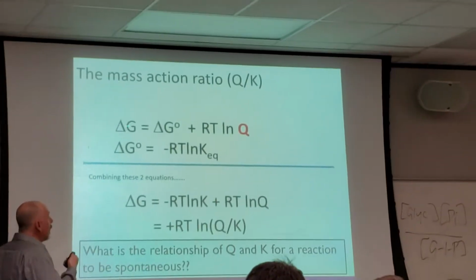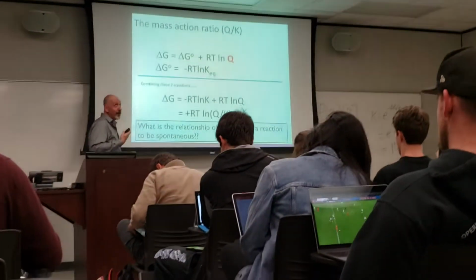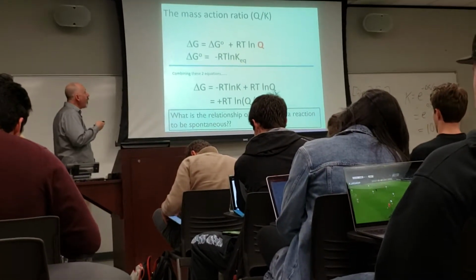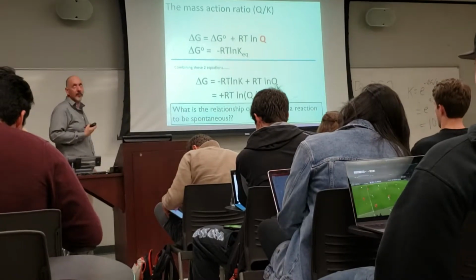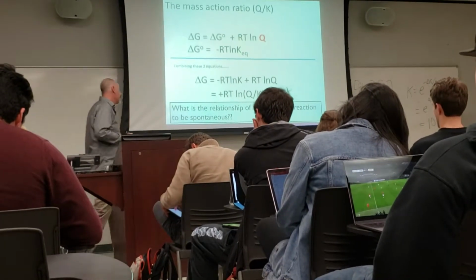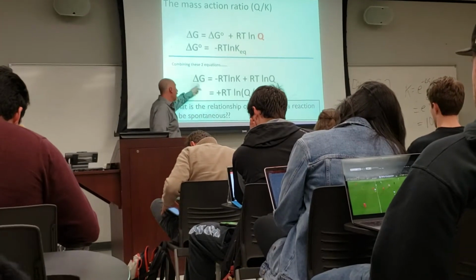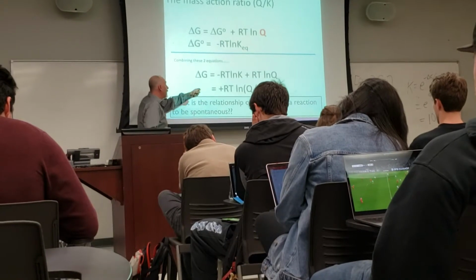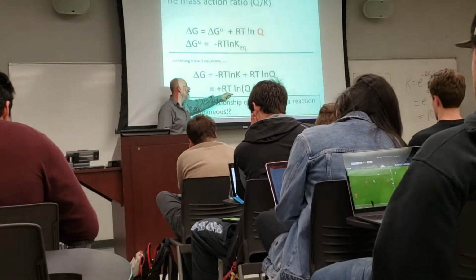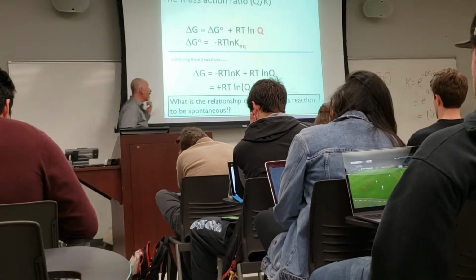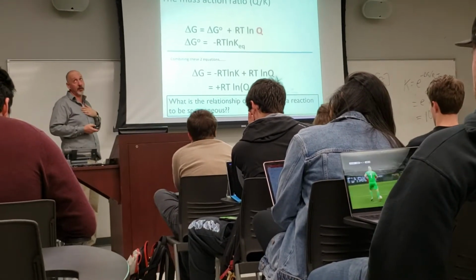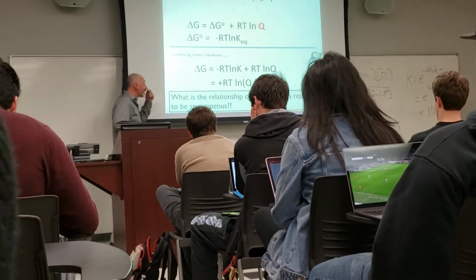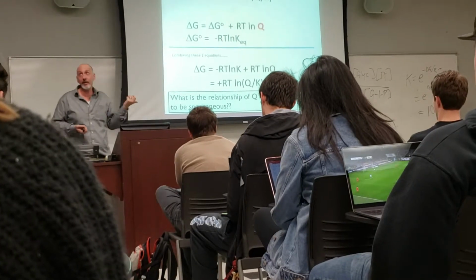The beauty of Q is that I can relate standard free energy, if I know Q, if I know my non-equilibrium, to what my delta G is. Delta G naught is at equilibrium concentrations. If I combine these two equations, which is pretty easy to do, I get a non-standard delta G equal to delta G naught plus RT ln Q, my non-standard versus my standard constant equilibrium. So there's a defined relationship of Q and K for things to be spontaneous.